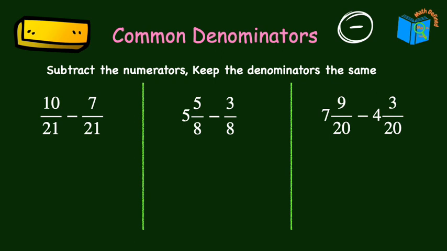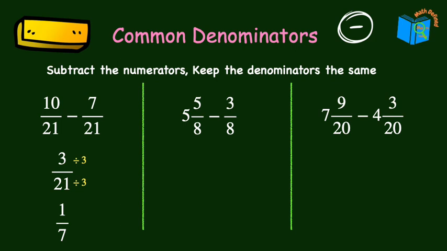Let's look at 10/21 minus 7/21. The common denominator is 21, so we just subtract the numerators. 10 minus 7 is 3, and we keep the denominator of 21 to get 3/21. We need to simplify this fraction, though, because they share a common factor of 3. We will divide both the numerator and the denominator by 3, and we get the reduced fraction 1/7 as the final answer.